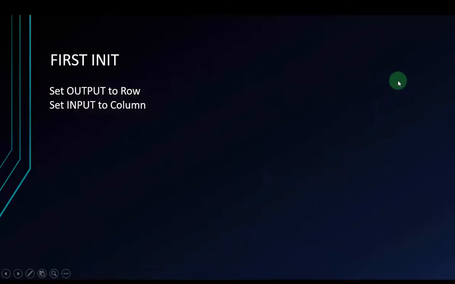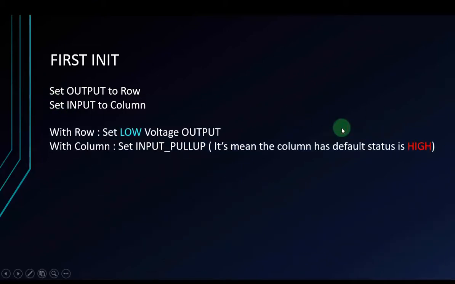Next is how we initialize the keypad. First of all, we will set output on the rows and set input on the columns. With the rows we will set low voltage output. This means we will make the rows output low voltage, and with the columns we will set input pull up. This is the internal resistor.